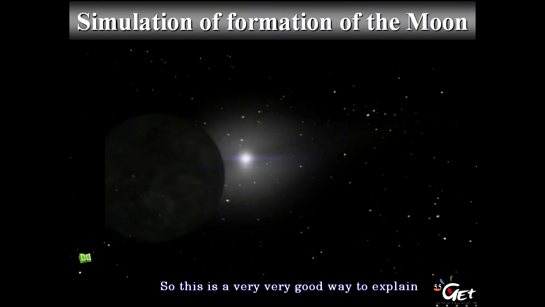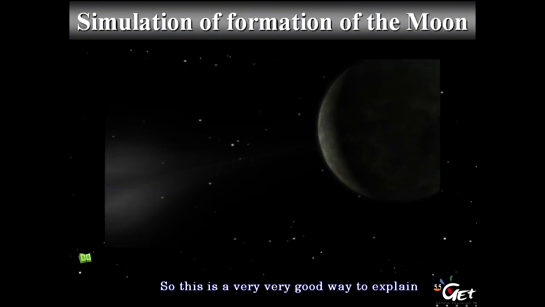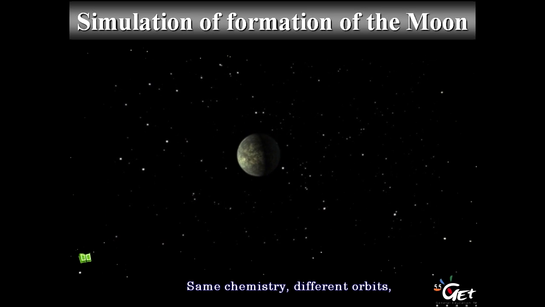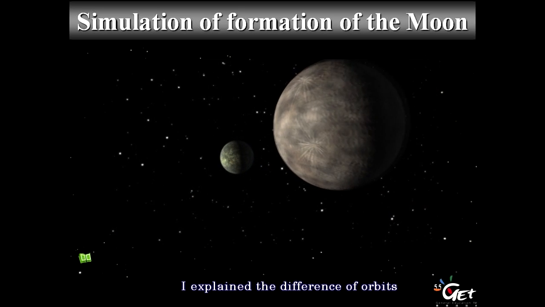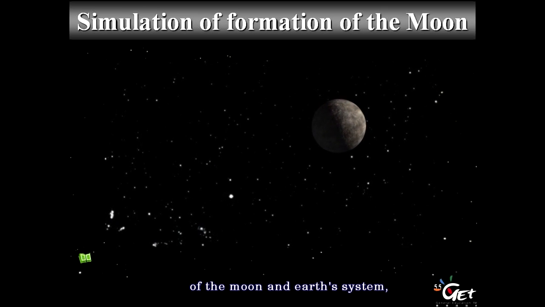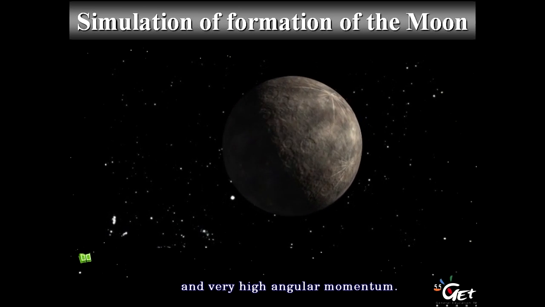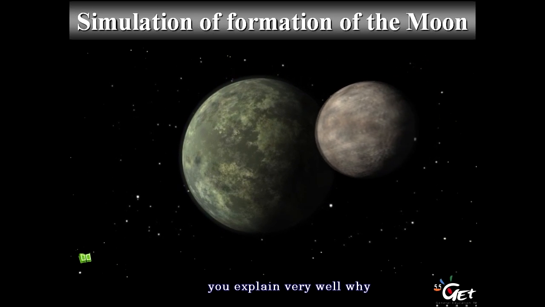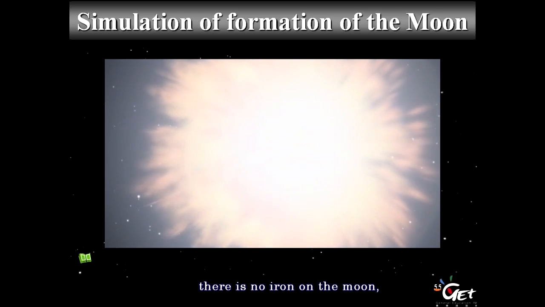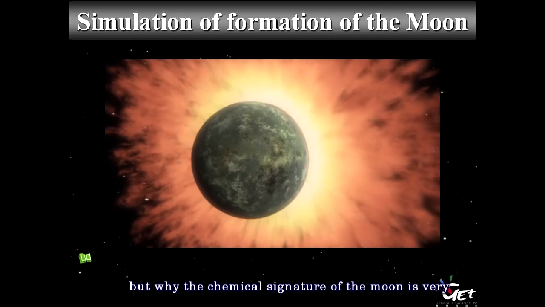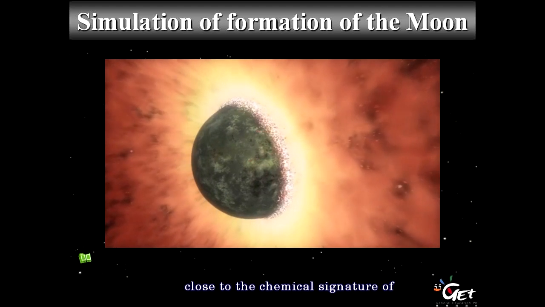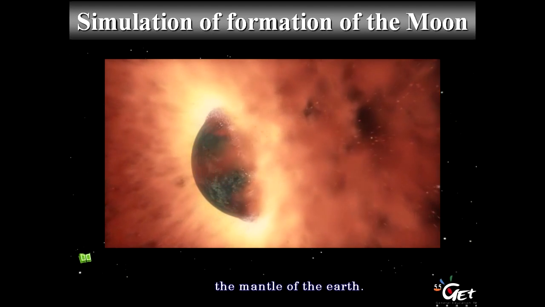So this is a very, very good way to explain those different parts I mentioned here. Same chemistry, different orbits, explaining the difference of orbits of the Moon-Earth system, and the very high angular momentum. With that scenario, you explain very well why there is no iron on the Moon, while the chemical signature of the Moon is very close to the chemical signature of the mantle of the Earth.